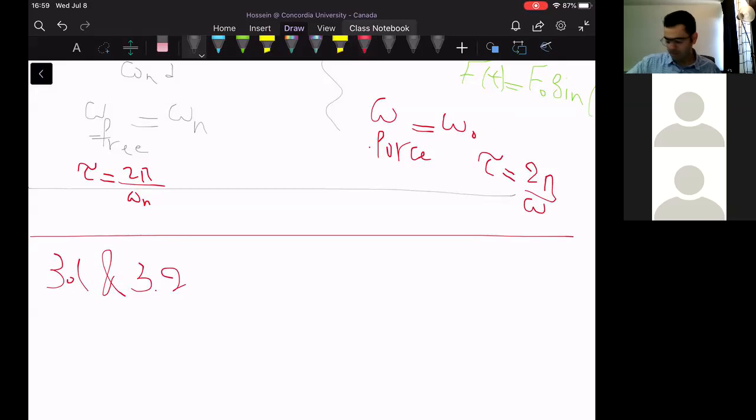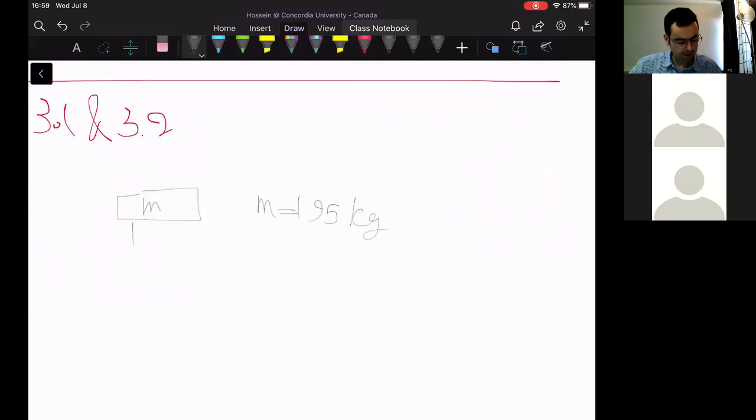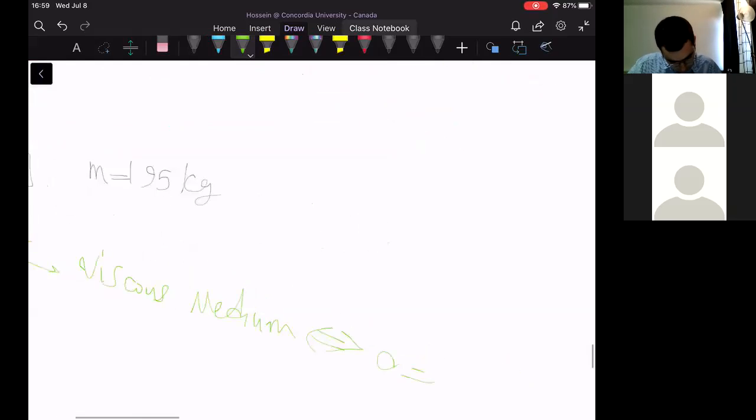A machine part of mass 1.95 kilogram vibrates in a viscous medium. It means it is subjected to damping. There's damping in our system when it says it vibrates in a viscous medium. Viscous medium means that C is not 0. We have damping in our system.